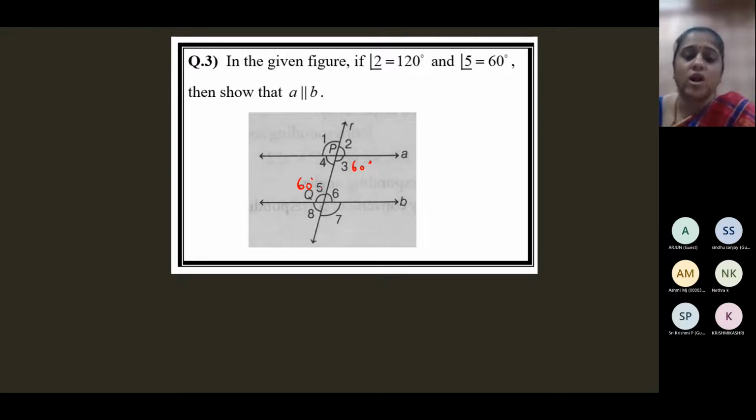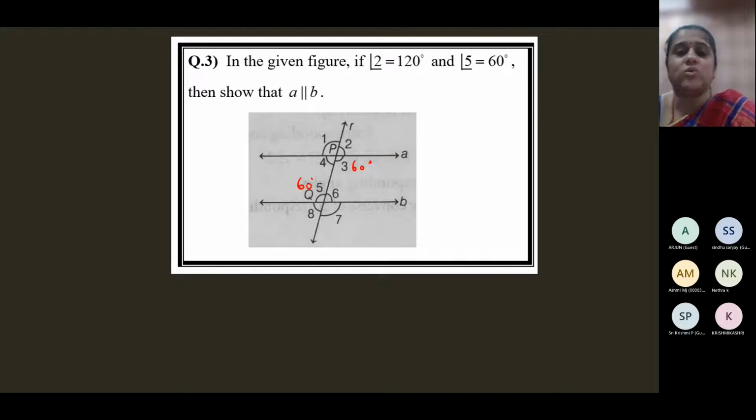Angles 3 and 5 are alternate interior angles. See whether the lines are parallel or not parallel, angles 3 and 5 are alternate interior angles. Whether A is parallel to B or A is not parallel to B, angle 3 and angle 5 form a pair of alternate interior angles. Now, you can see that they are equal also. Angle 3 is 60 degrees, angle 5 is also 60 degrees.